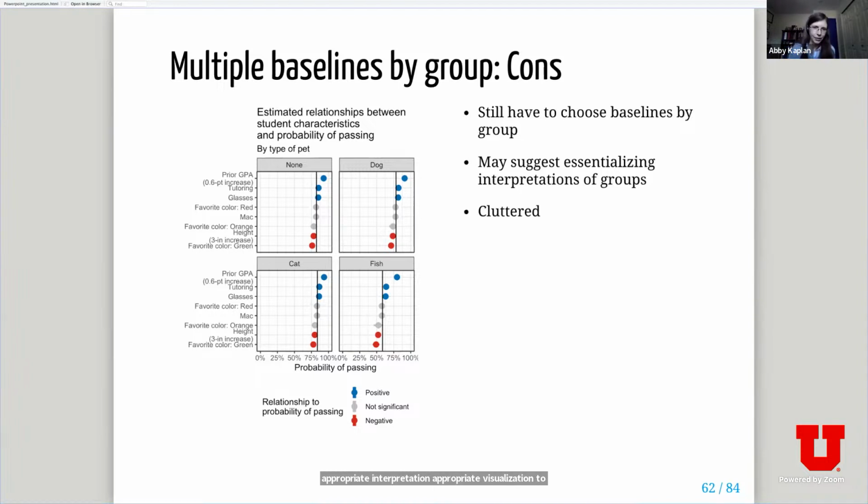And then finally, it's kind of cluttered, right? We're adding more plots. It's not quite as clean as the single graph.